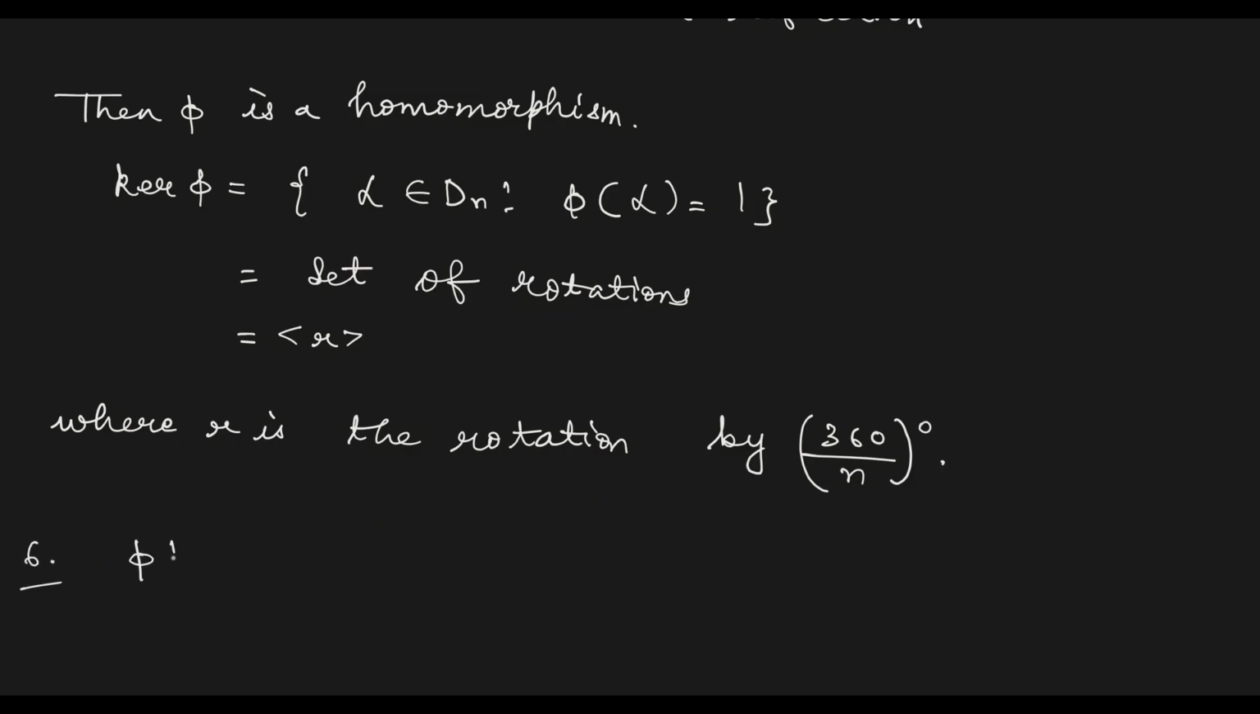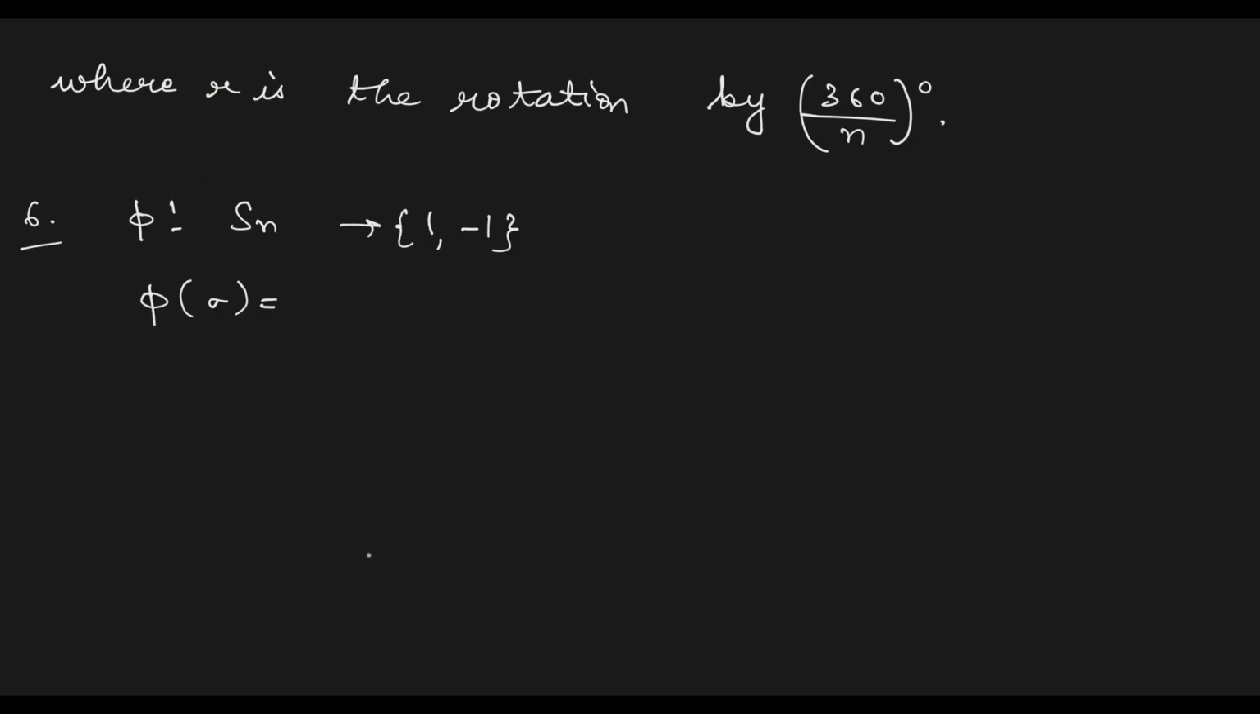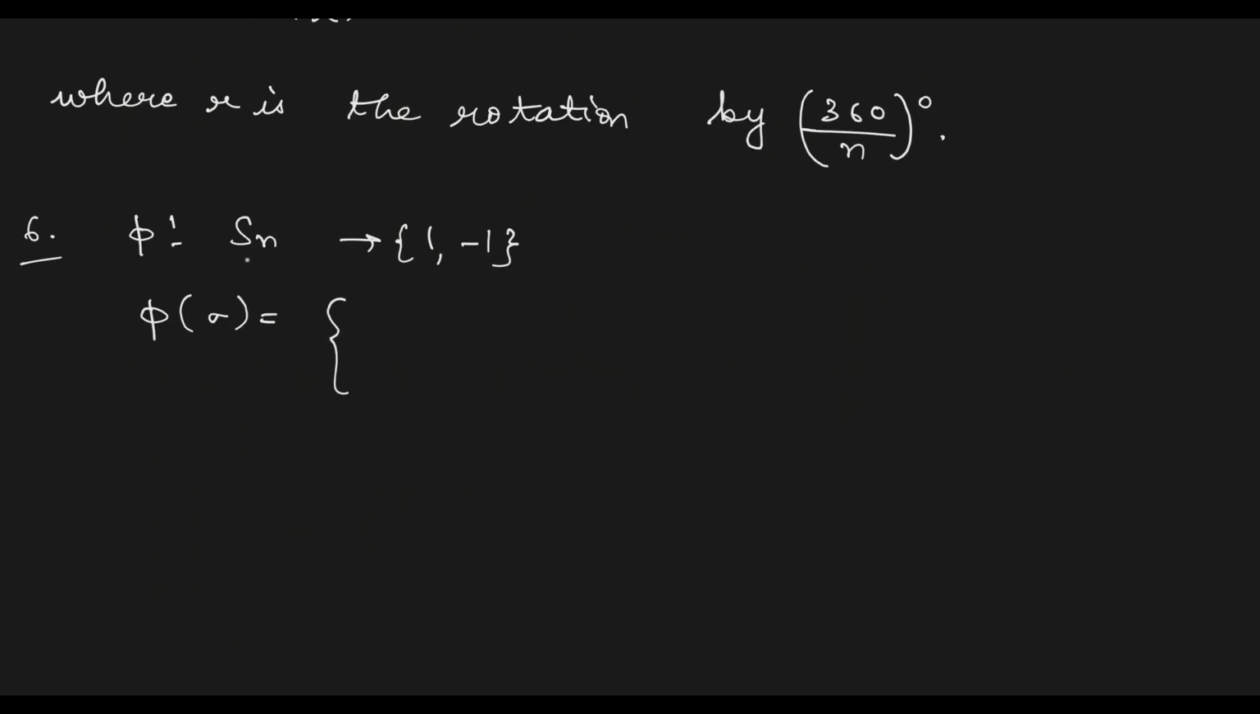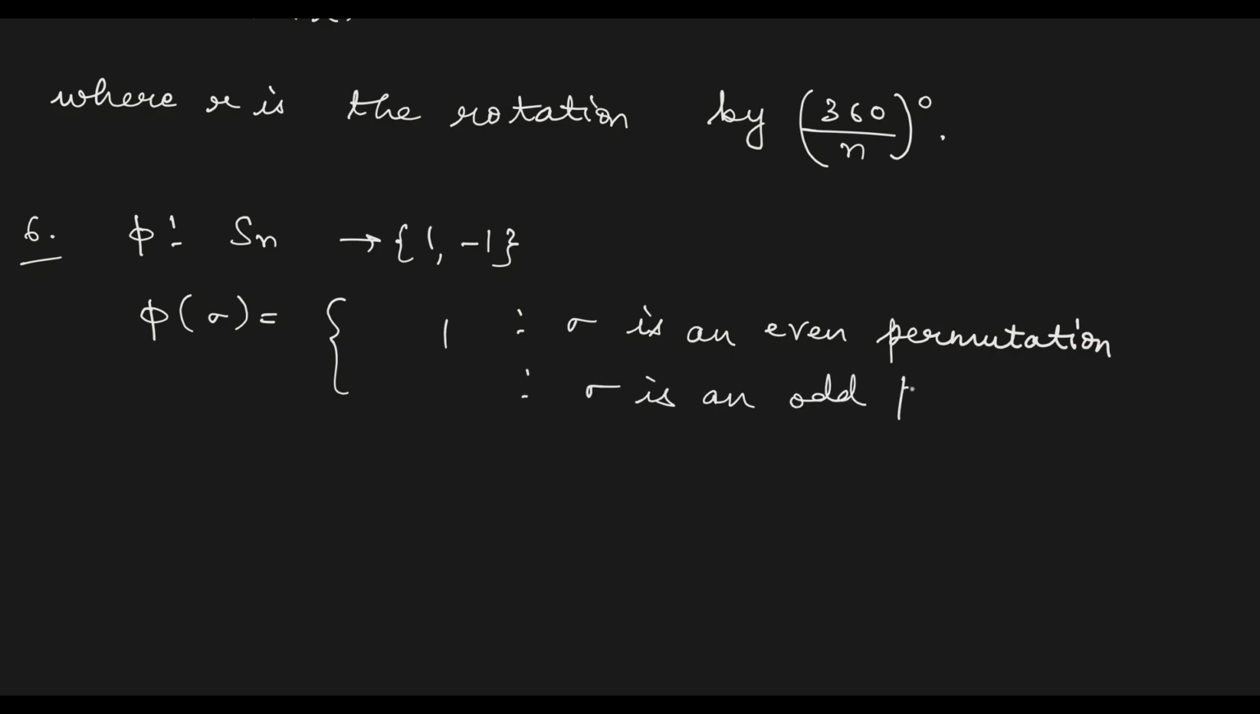Sixth, phi is a mapping from Sn to {1, -1}. Phi sigma is equal to, and we know that Sn consists of even and odd permutations. So when sigma is an even permutation, I am mapping it to 1, and when sigma is an odd permutation, I am mapping it to -1. So phi is a homomorphism.